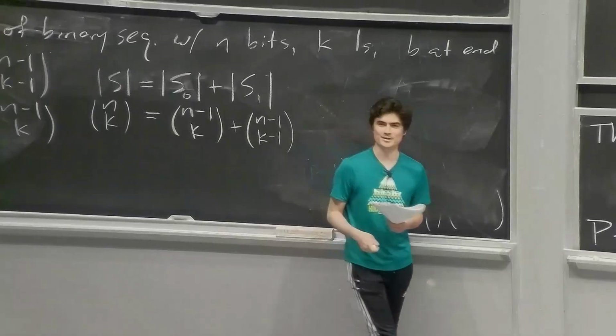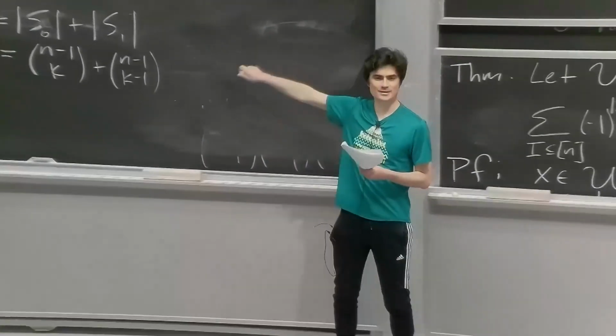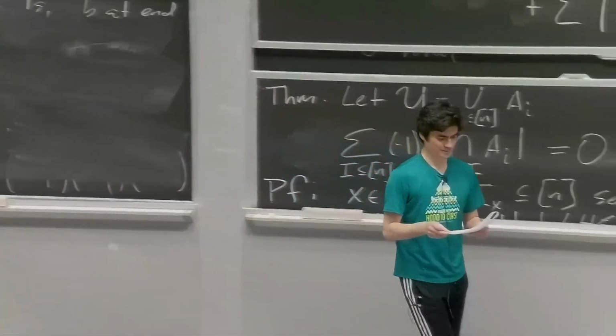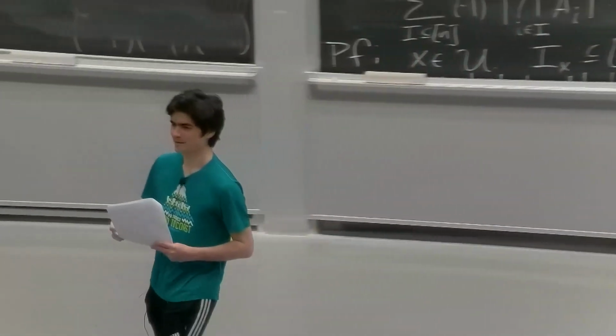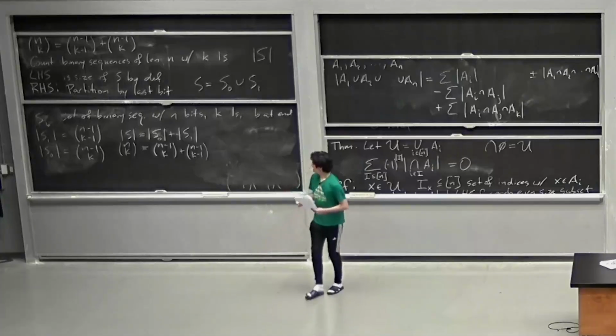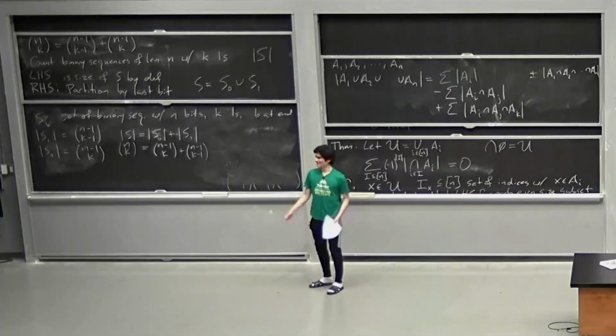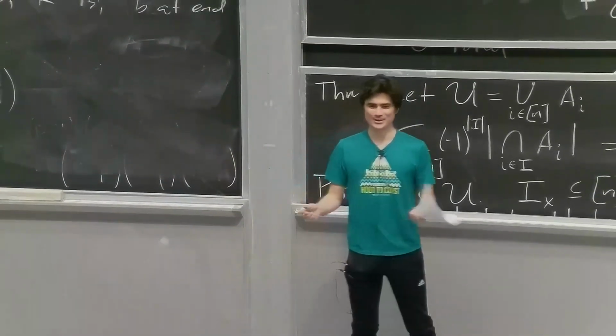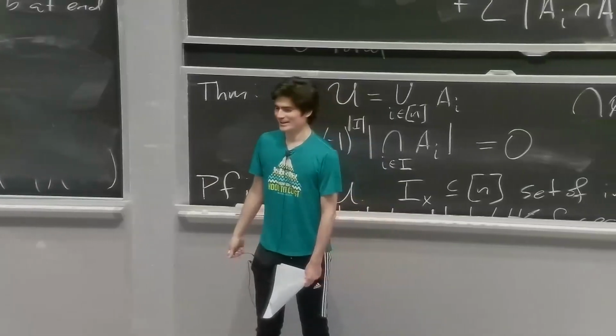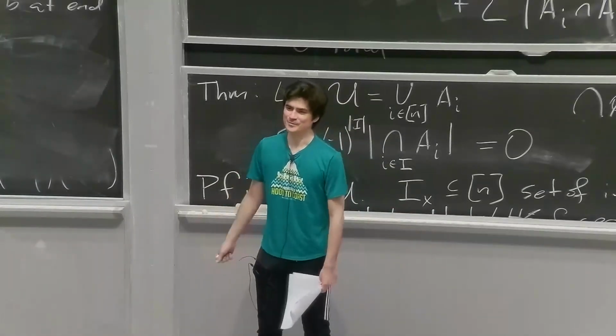Do people have any questions about either this identity or combinatorial proofs? The question was, is there any reason we didn't write out the definition of n choose k using the factorials to simplify things? Because I'm lazy and I don't want to.